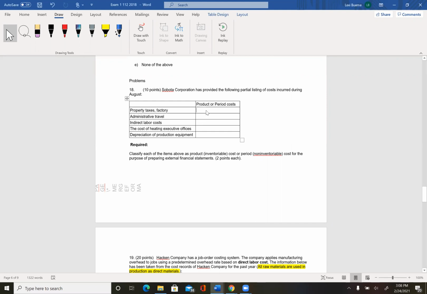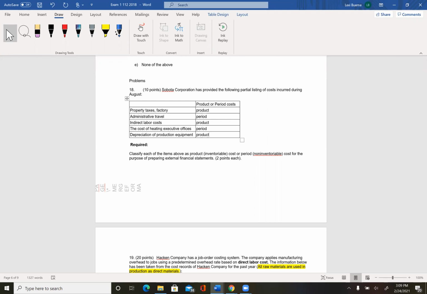So for property taxes, that's going to be a product cost. For administrative travel, it's going to be a period cost. For indirect labor costs, it's going to be a product cost. For the cost of heating, it is going to be a period cost. And depreciation is going to be a product cost.